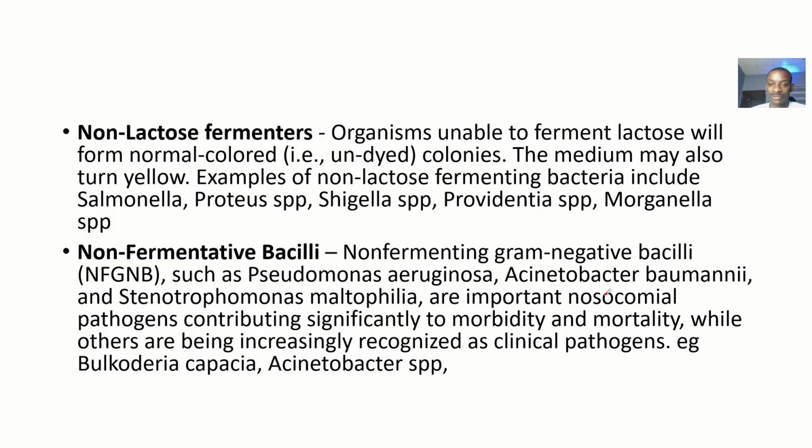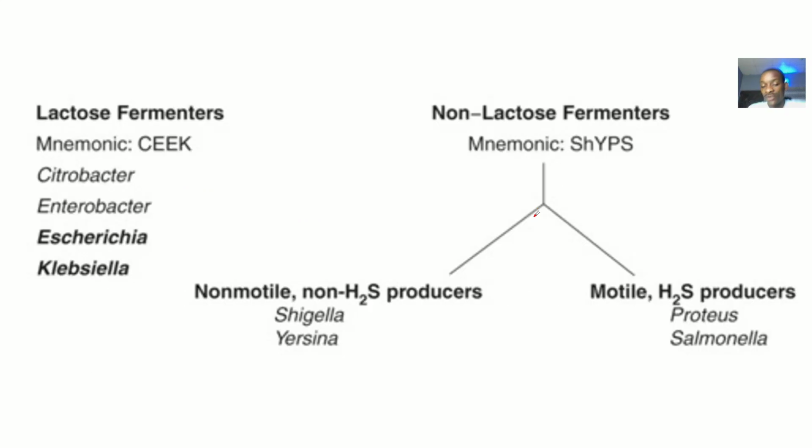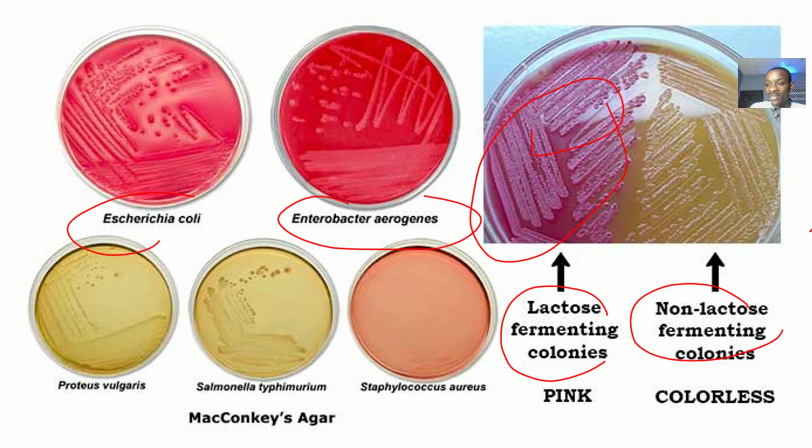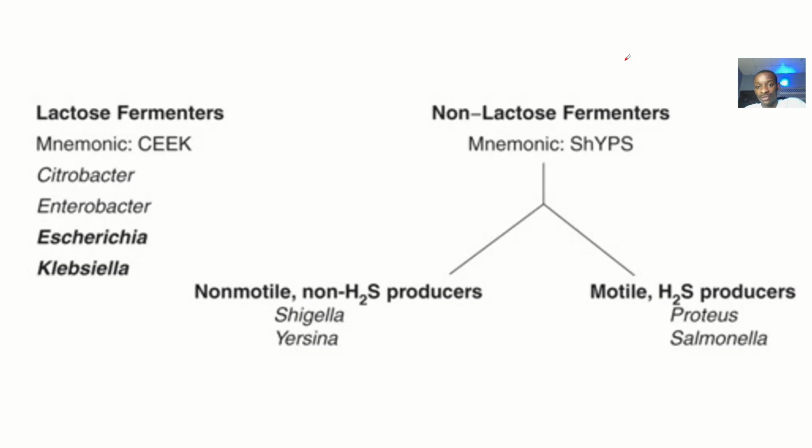Then we have the non-lactose fermenters. These organisms are unable to ferment lactose, and they will form normal colored colonies, so their colonies will be undyed, not pink. The medium may also turn yellow. Examples of non-lactose fermenting bacteria include Salmonella, Proteus species, Shigella species, Providencia species, and Morganella species. When they react, there's no color, so they just form a normal color type of colonies.